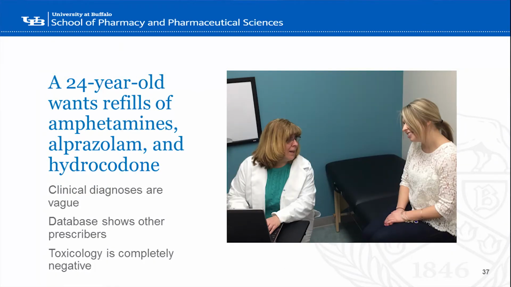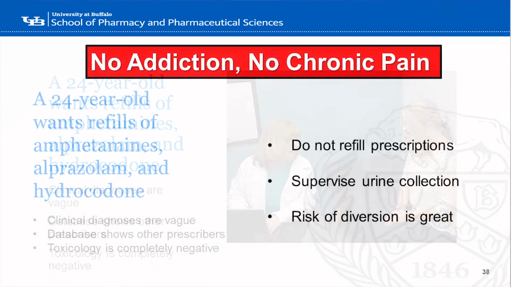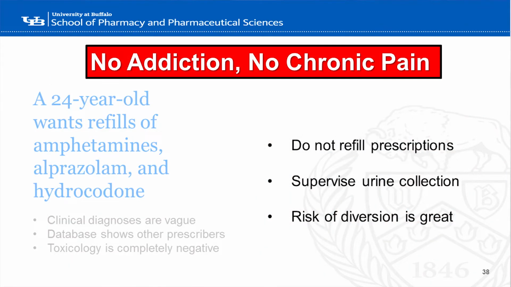A 24-year-old wants a refill of amphetamines, alprazolam, and hydrocodone. Her clinical diagnoses are vague. Her database shows that she's getting multiple drugs from multiple prescribers. And surprise, surprise, her urine toxicology is completely negative for all drugs. Here's somebody that doesn't seem to have a personal history of addiction as far as you can tell here, and no chronic pain. If she had a personal history of addiction, you would expect to have drugs in the urine.